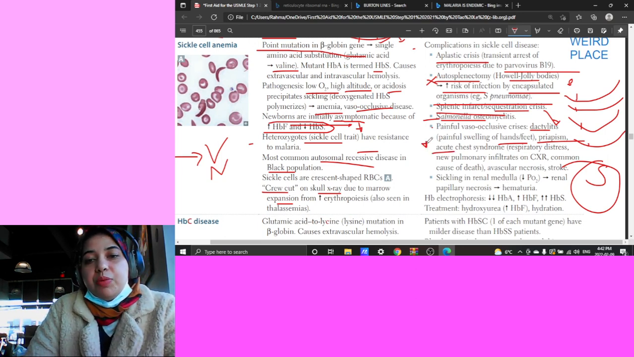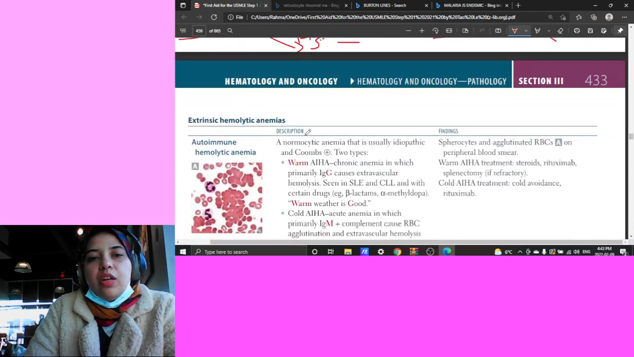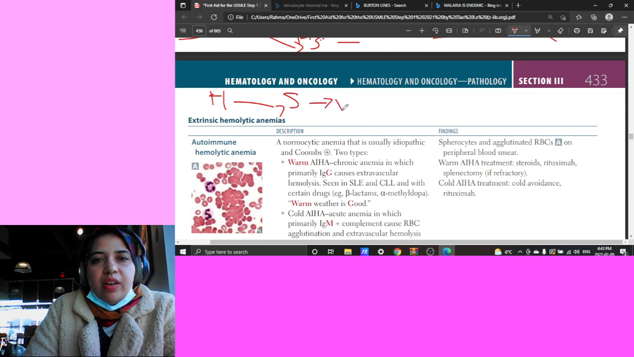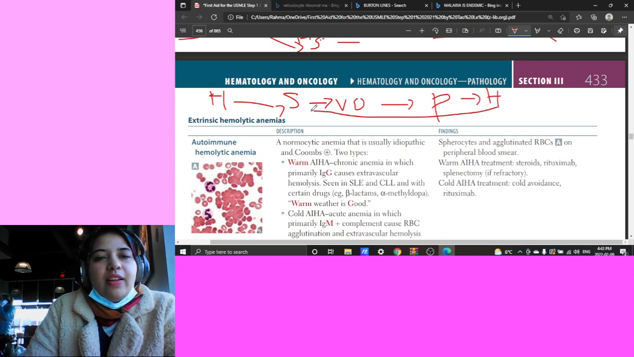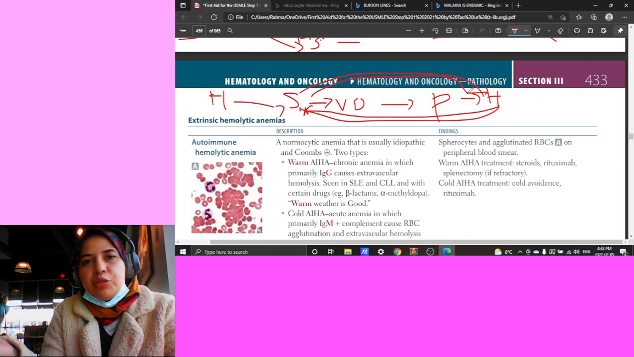Acute chest syndrome is a crazy example of a vicious cycle. So what's going to happen? Hypoxia is going to trigger sickling. That sickling is going to cause vasoocclusive disease. That vasoocclusive disease is going to go to the pulmonary circulation, and then you're going to have vasoocclusion there, and then you're going to have more hypoxia. And then you've just triggered this whole cycle over again. So you're going to have a vicious cycle here of hypoxia, vasoocclusion, hypoxia.